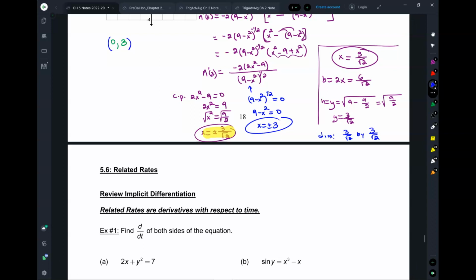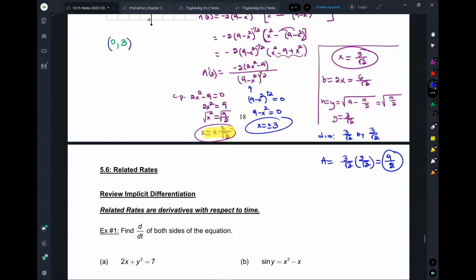And then what is the largest area? The area is base times height, 9 over 4. I'm sorry, 9 over 2. So that's how we do this one.